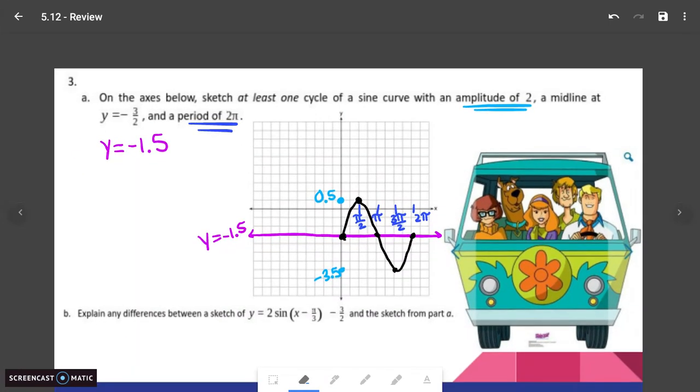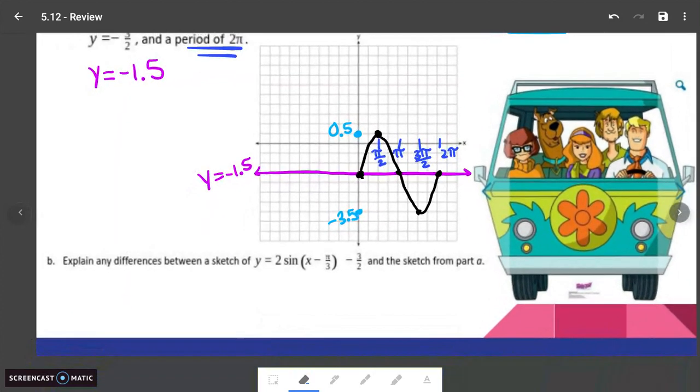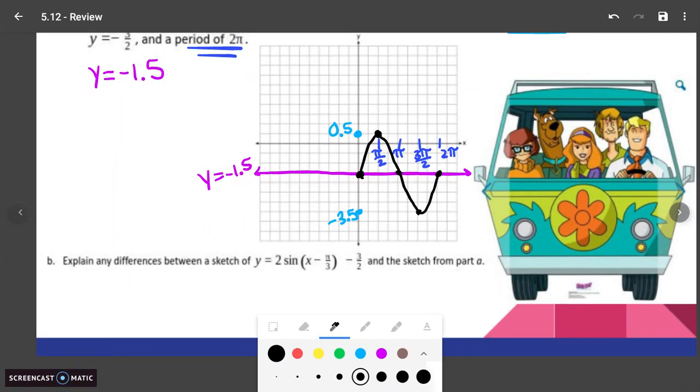Okay, so again, if you went down then up, that's fine too, because it didn't talk about direction in this case. But it did tell us where our midline was. It told us the amplitude and the period. Now, explain any differences between the sketch that we just made and what we would have here.